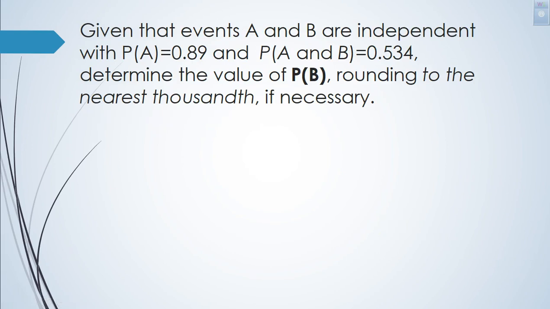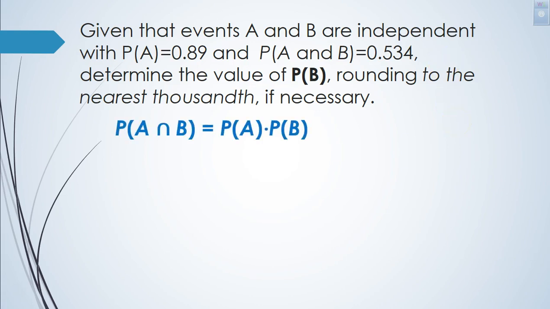So this one says, given that events A and B are independent, with the probability of A being 0.89 and the probability of A and B being 0.534, determine the value of probability of B rounding to the nearest thousandths if necessary. So this word right here, independent, is really important because that means that it's not a conditional statement. When we had that slash, it was conditional. This one means that one is not dependent on the other.